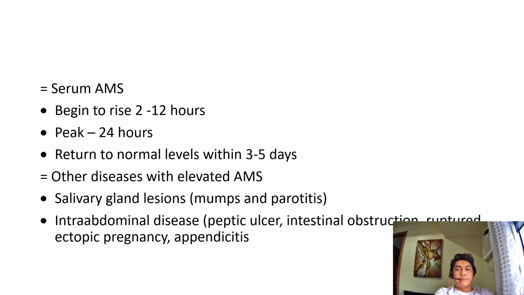Ruptured ectopic pregnancy. For ectopic pregnancy, the baby should develop in the uterus, right? But in ectopic pregnancy, it develops in the fallopian tube. Then next is appendicitis. If there's appendicitis, amylase is also elevated. So these are the diseases correlated or associated with an increase in amylase.